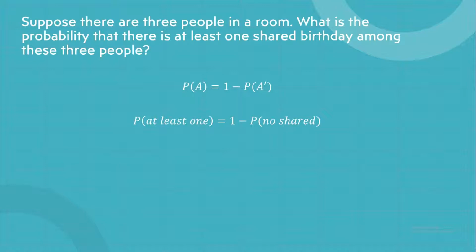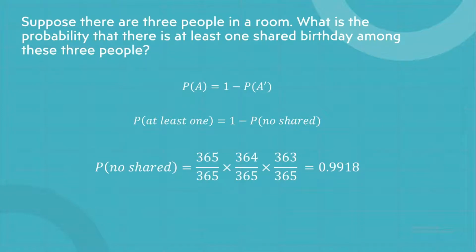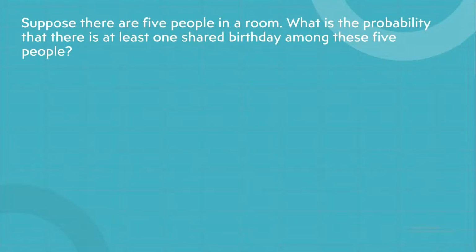among these 3 people. Now, out of 365 choices of days in a year, the first person has 365 possible choices out of 365 days. Then, the second person has 364 possible choices, as one of the days is the birthday of the first person, and the third person has 363 choices out of 365. This is the probability of no shared birthday. And so, to get the probability of at least one shared birthday, we subtract it from 1, and we get 0.082.